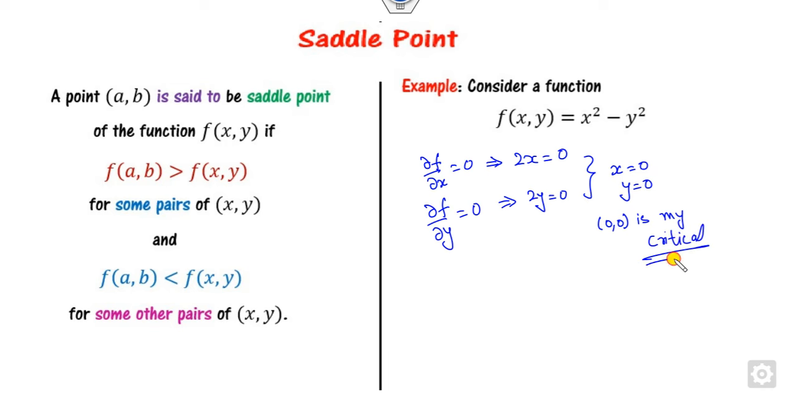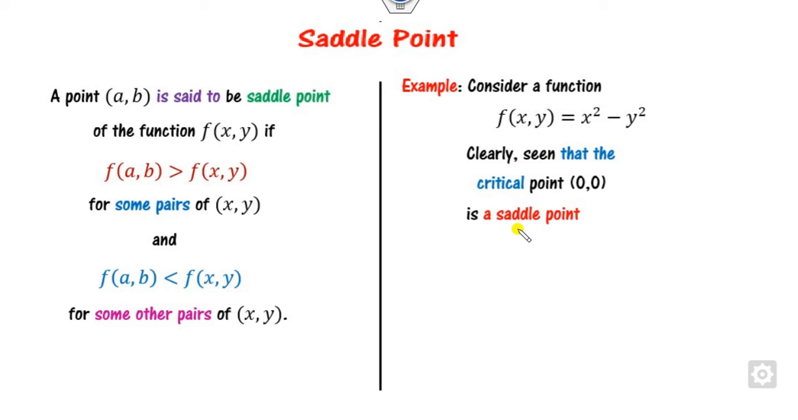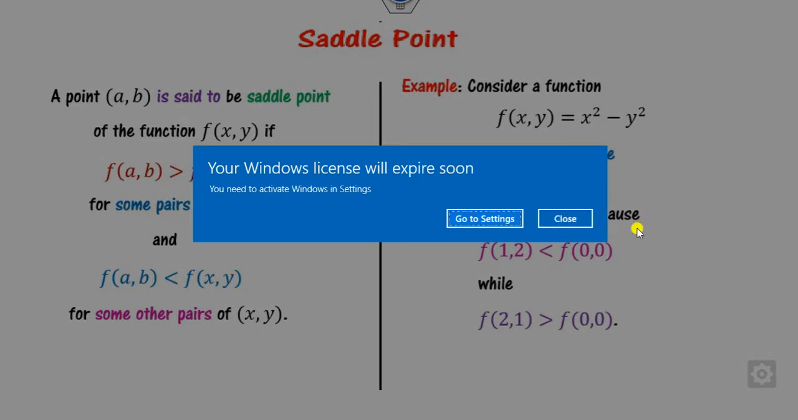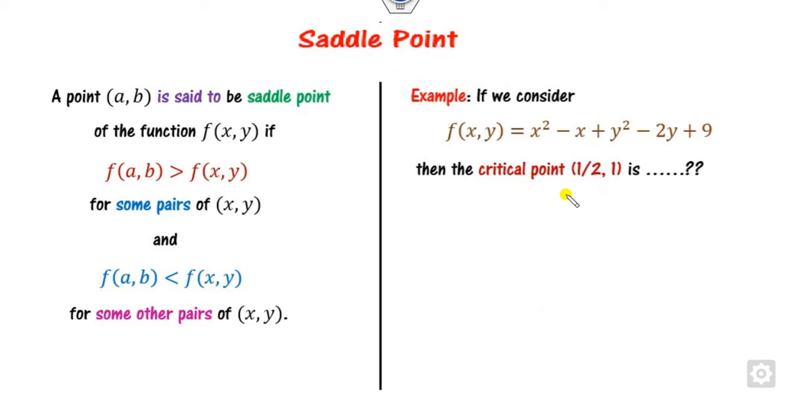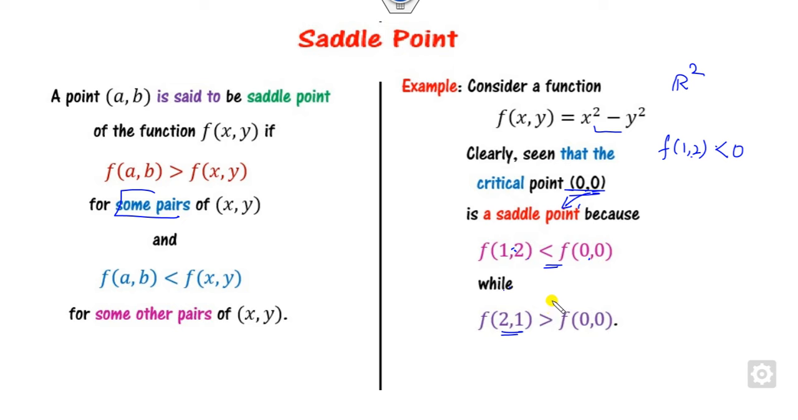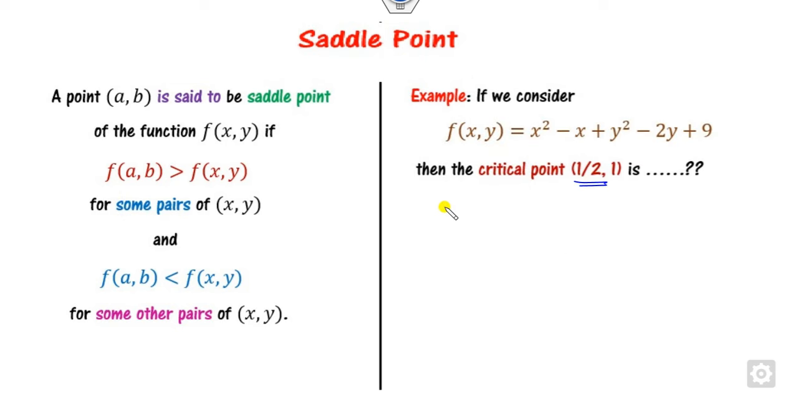Now in order to check whether this point is a saddle point or not, can you find any pairs of x or y such that this value is greater than and this value is less than? Yes, you can do it easily. What is the value of f(1, 2)? It's less than 0, it's negative, which is less than f(0, 0), while for some other pair it is greater than 0. Both points belong to the domain R2. So for some pair it is less than, for some pair it's greater than. It means this point is my saddle point. However, this example is a very simple example, so you can easily verify it. On the other hand, can you check whether this point is always greater than this?